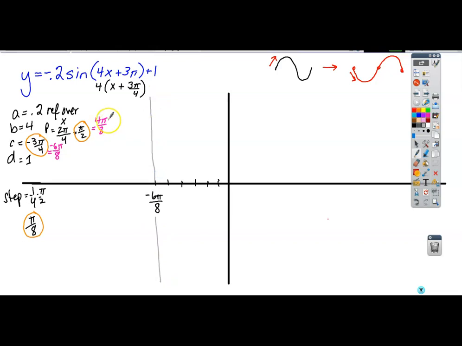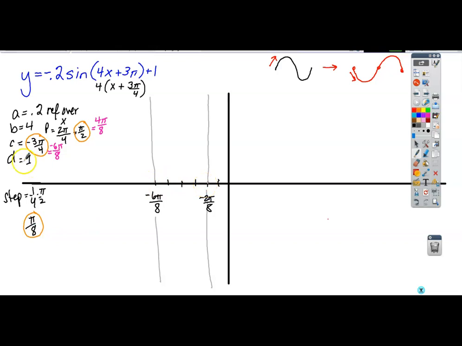Okay, then my full period should go 4 of them. So 1, 2, 3, 4. That would put me here. But remember, if I'm actually marking that, that would be negative 2 pi over 8 on the actual x-axis because I have to count from here. Okay. And then let's see, my step should be, yeah, pi over 8. See, because I went 1, 2, 3, 4 of them. So, yep, we're good. Okay, now let's do our y-axis.